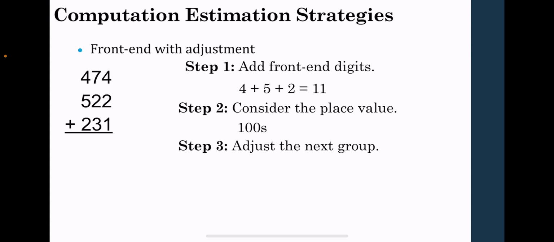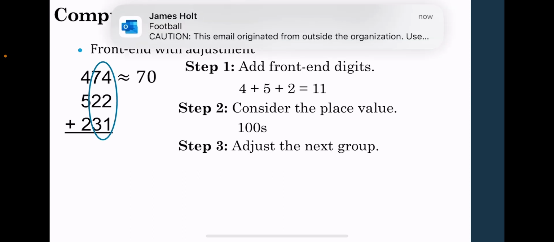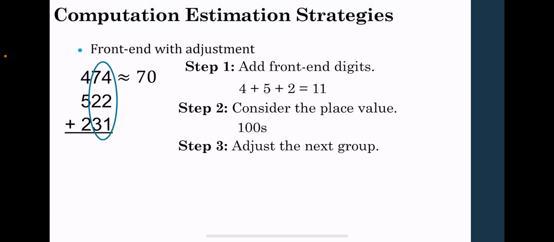Then we're going to adjust the next group. We're going to take our 74, 22, and 31. We can say 74 is approximately 70. Again, this is estimation, so it's okay to approximate. 22 is approximately 20. And 31 is approximately 30.